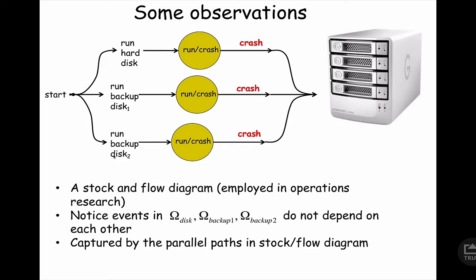Okay. And so you notice the events that are in omega disk, omega backup one, and omega backup two, they don't depend on one another because if you trace the left to right path from start to finish for the stock and flow diagrams, you'll notice that you go through one at a time on the top path, the middle path, or the bottom path, but the output of one component doesn't affect the input of another component. Okay? Make sense? Any questions about this? Okay, because we will have a homework for you to find equivalencies. And so these parallel paths in the stock flow diagram capture the fact that these do not depend on one another.